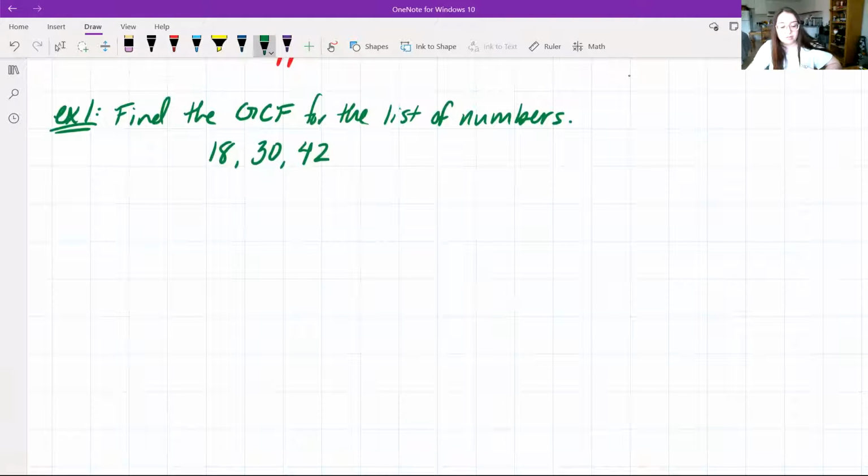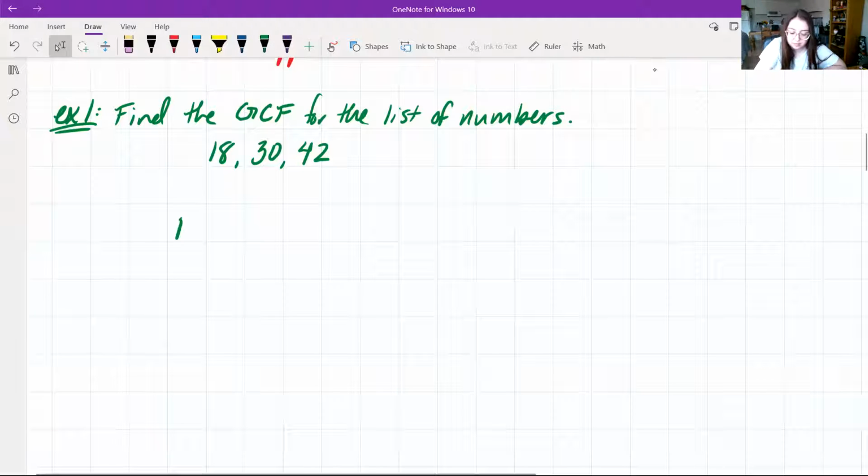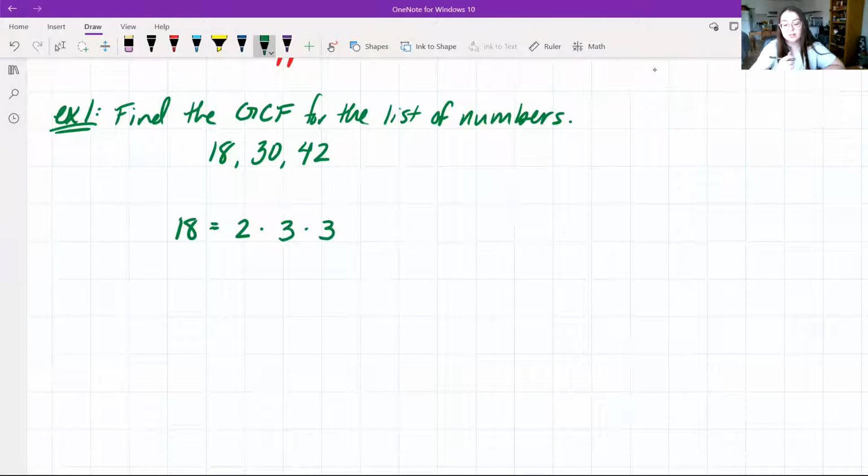So starting with example 1, we want to find the greatest common factor for the list of numbers 18, 30, and 42. It's always most helpful to express all of our integers in their prime factorization form first. Starting with 18, we want to express this in prime factorization. 18 is equal to 2 times 9, where 9 can be expressed as 3 times 3. So the prime factorization of 18 is 2 times 3 times 3.